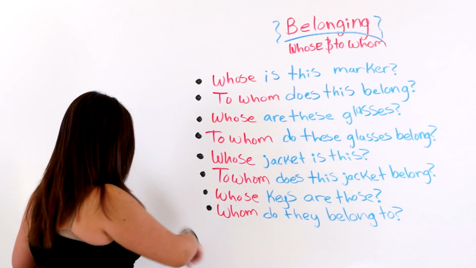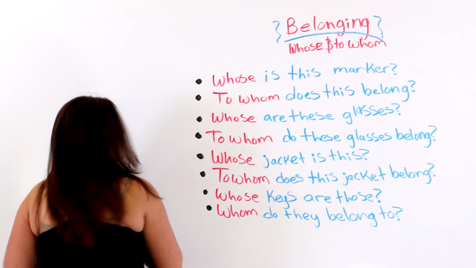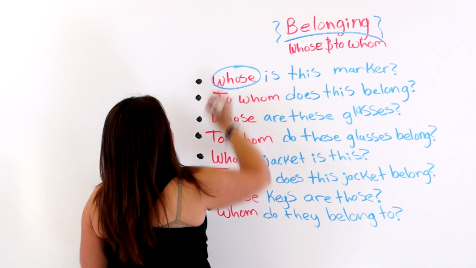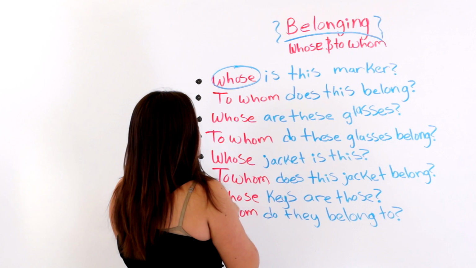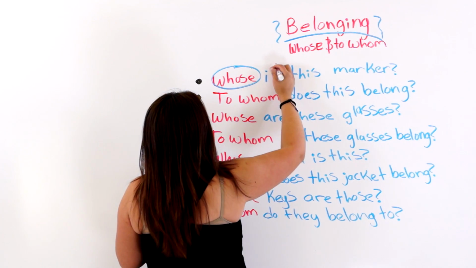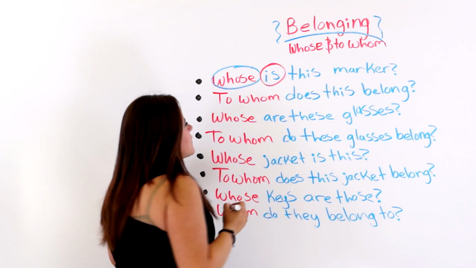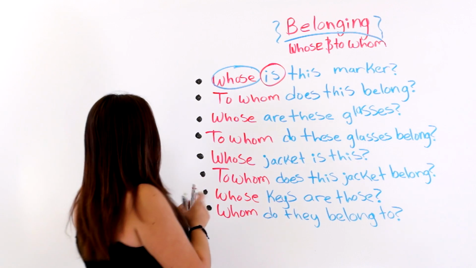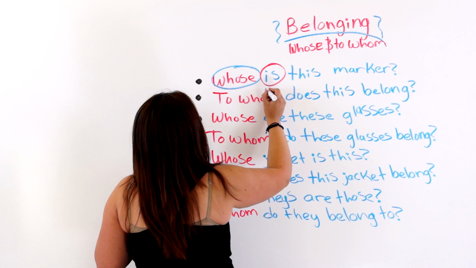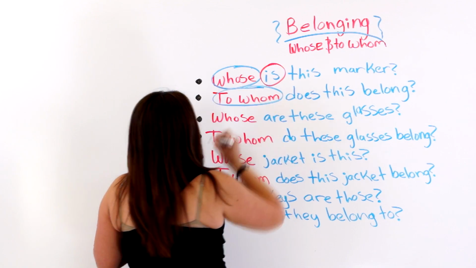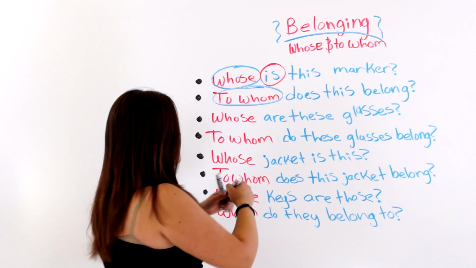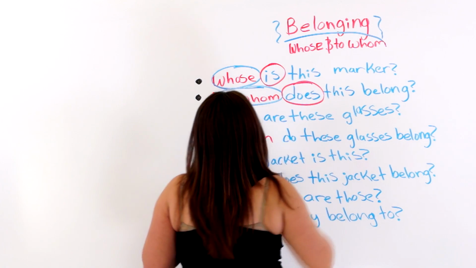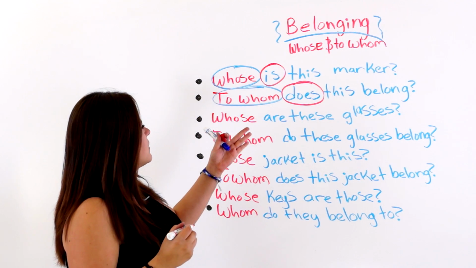As you notice here, when you use whose, you go straight to the verb to be. Whose is this marker? Okay, when you use to whom right here, you go straight to the auxiliary do or does, okay? Okay, to whom does this belong?